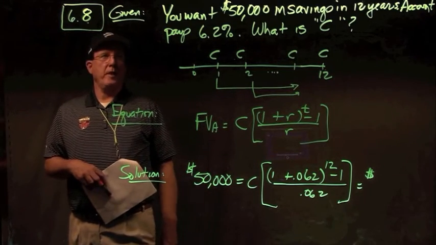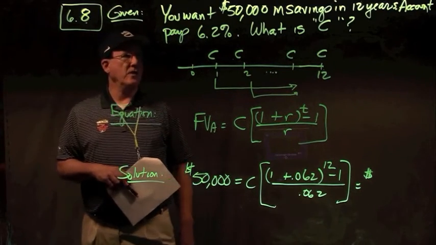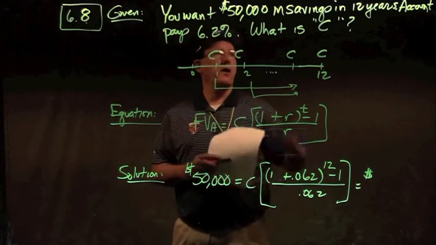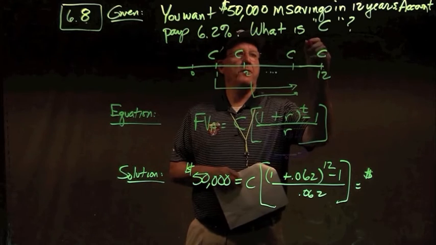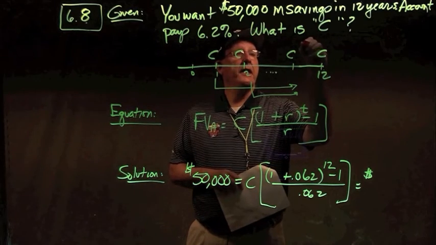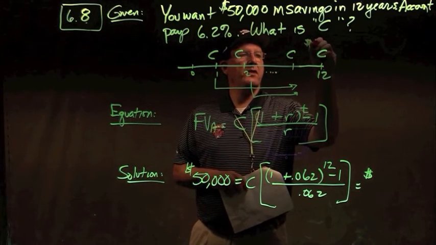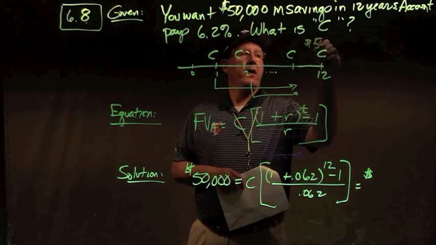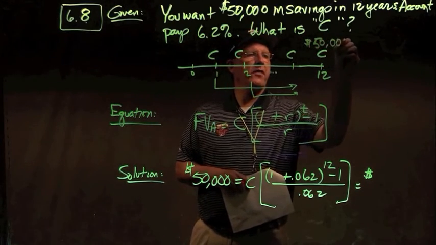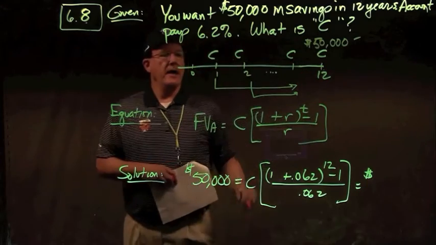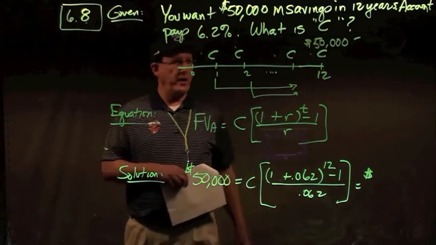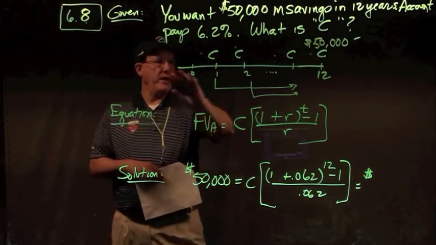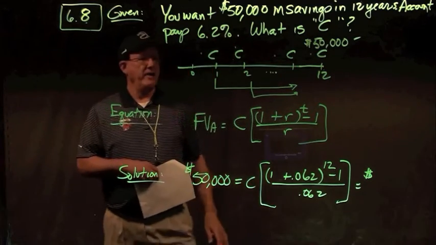In problem 6.8, we're given that you want $50,000 in savings out here in year number 12. Your account pays 6.2% per year compounded annually. How much must you invest each and every year? So my goal is to get $50,000 out here. I want to know, what is that constant C amount I have to pay each and every year for 12 years? So I'm looking out and compounding out into the future.